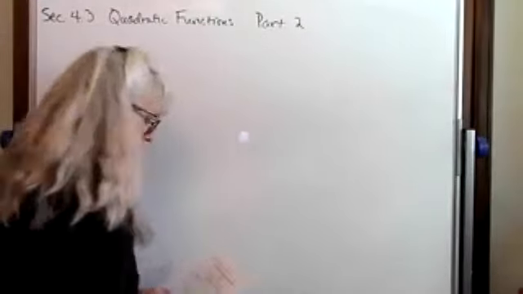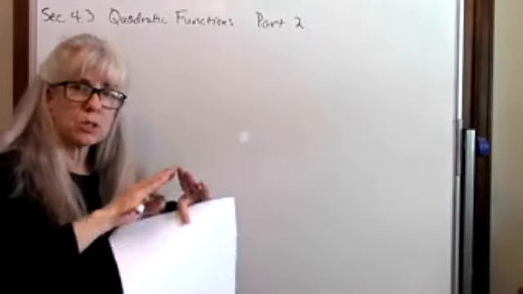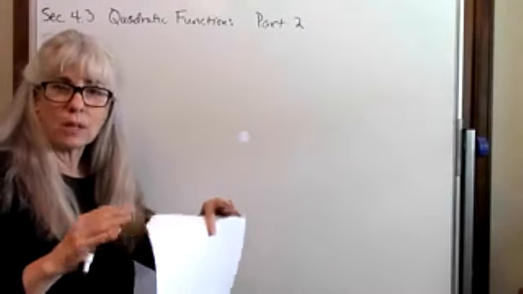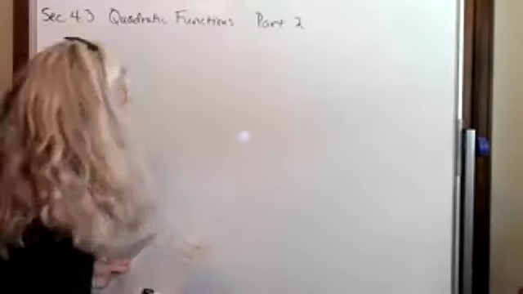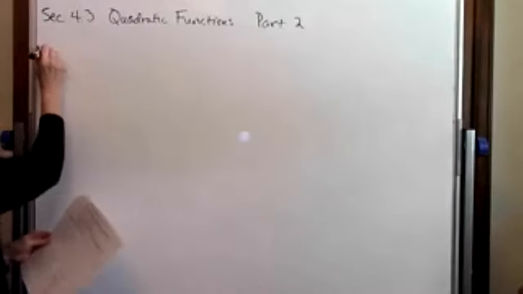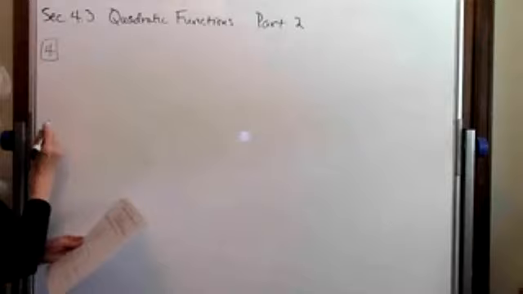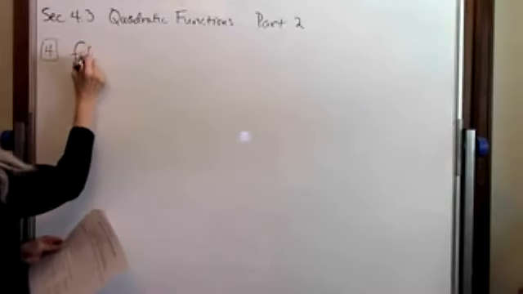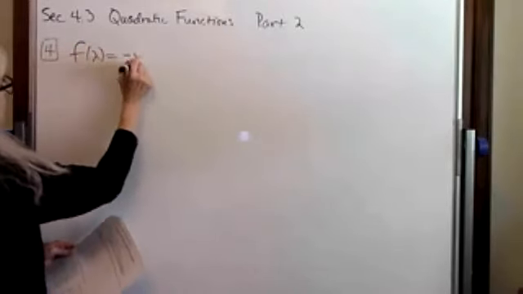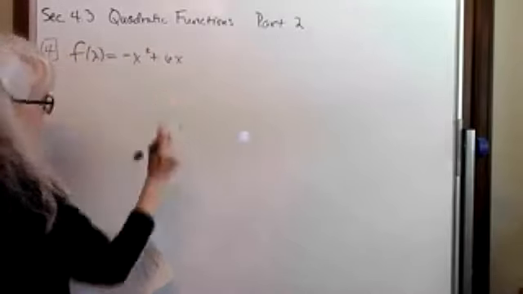So let's walk through and actually graph a parabola. And this time we're going to pay attention to what the width is in terms of intercepts. So that's how we're going to get better pictures. So this is example 4. We want to graph f of x is equal to -x squared plus 6x.